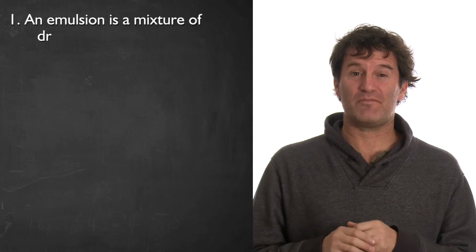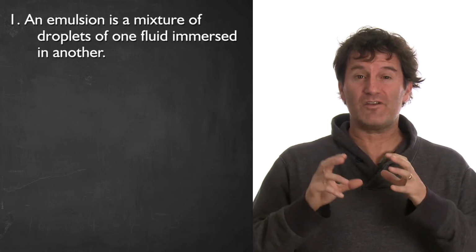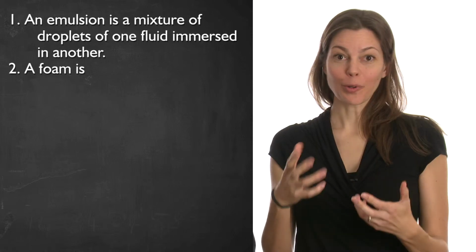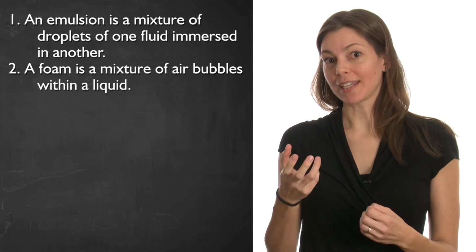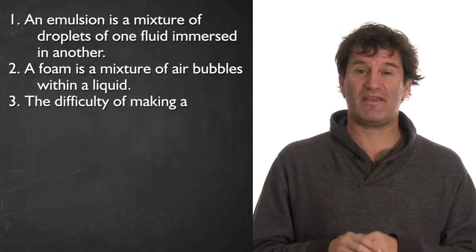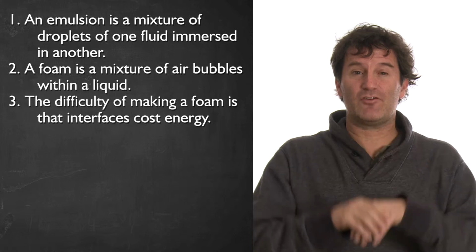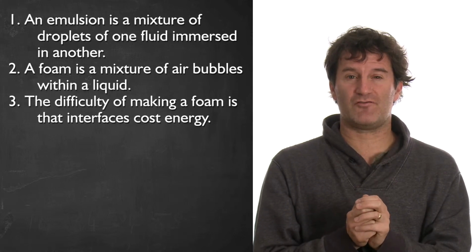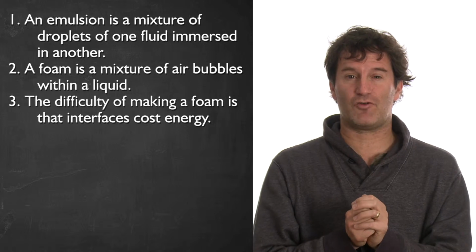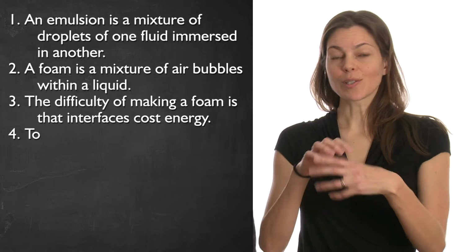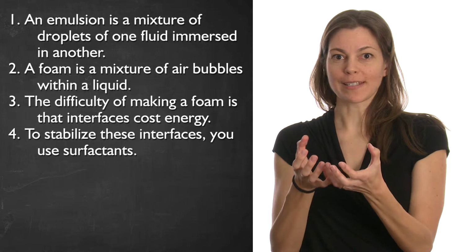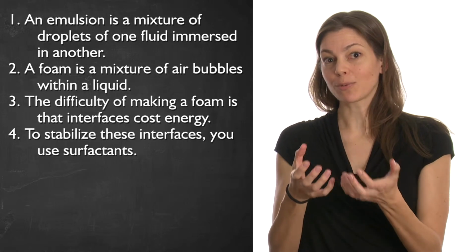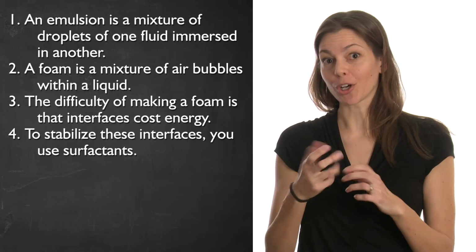At the end of this week, you will know that an emulsion is a mixture of droplets of one fluid immersed in another, and a foam is a mixture of air bubbles within a liquid. The difficulty of making a foam is that interfaces cost energy. There are lots of interfaces on the surface of the droplets or air bubbles that you have in your emulsion or foam. And as a way of stabilizing these interfaces, we use surfactants. And this week we'll learn more about what they are and how they work.